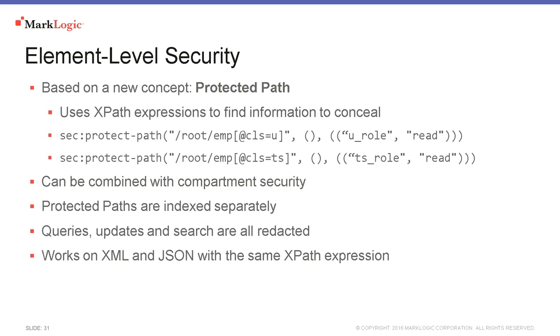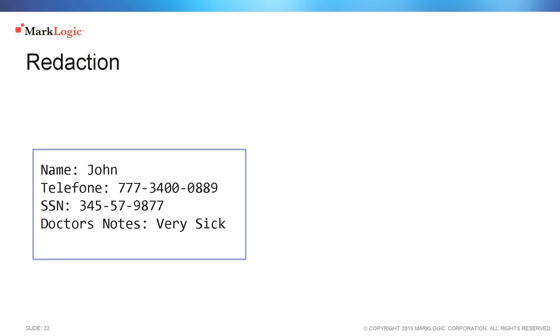Okay, so again, same rules will work across XML and JSON. You just write one protected path and you're good to go. Redaction is the other side. It's for when you are exporting data.